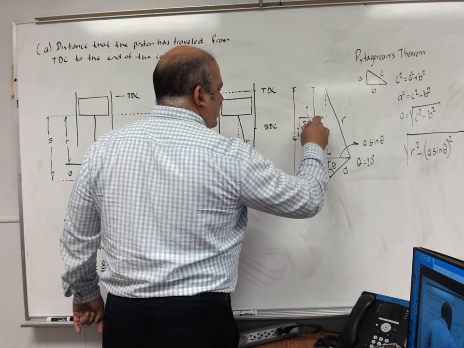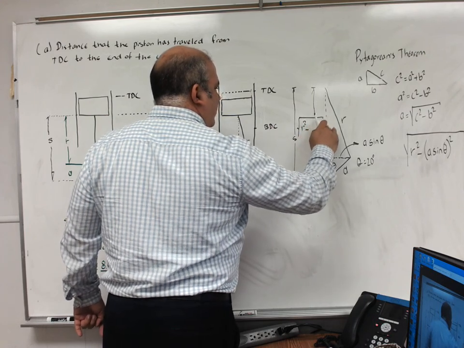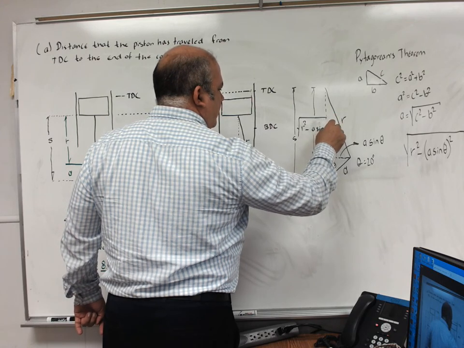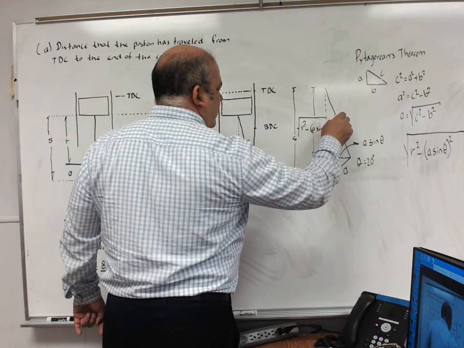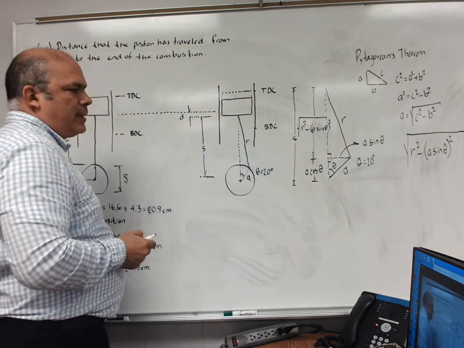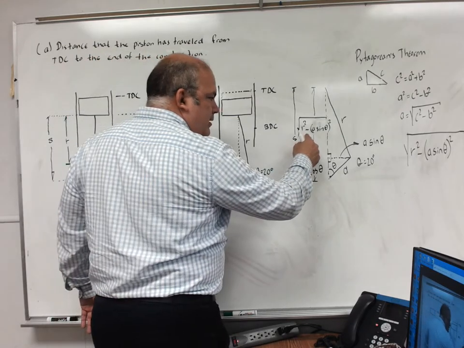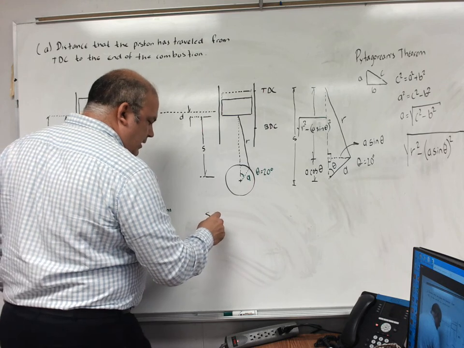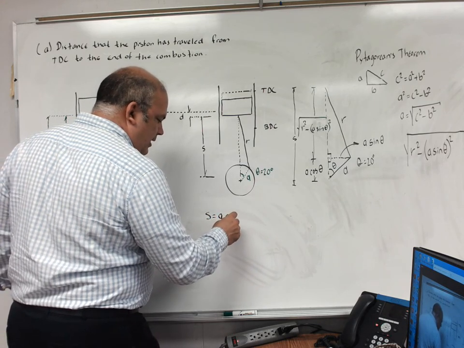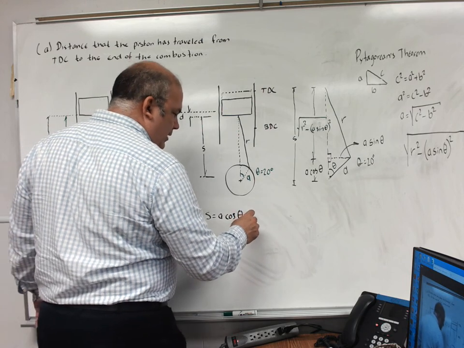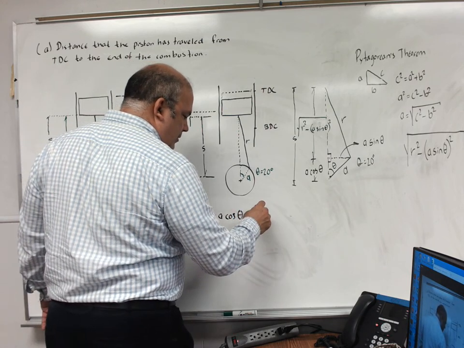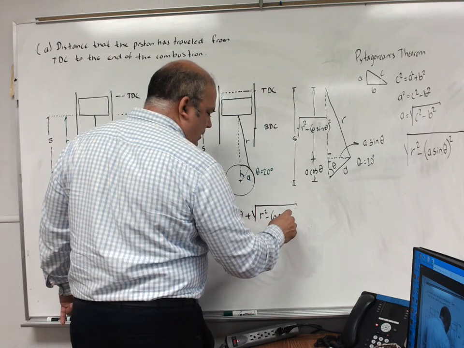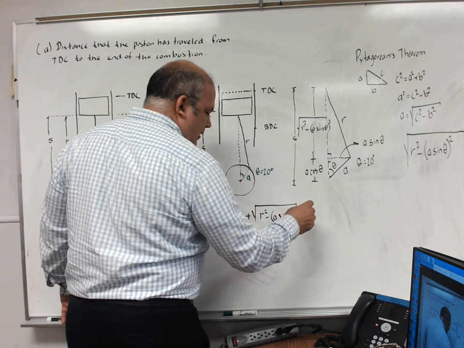A squared minus a sine squared. So the S will be this distance plus this distance. S is equal to a cosine of theta plus the square root of R squared minus a sine of theta squared.